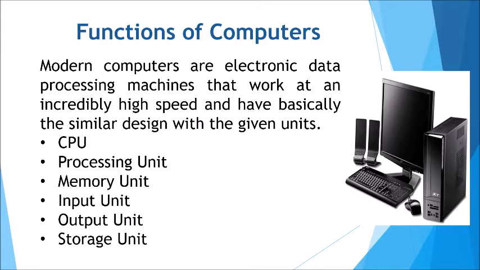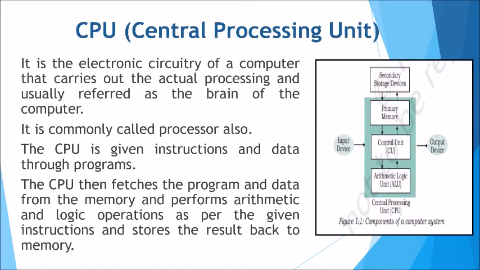Functions of computers. Computers are electronic data processing machines that work at an incredibly high speed and have basically a similar design with the given units. And the units are CPU, the processing unit, memory unit, input unit, output unit, storage unit. So start with the CPU. It is the electronic circuitry of a computer that carries out the actual processing and is usually referred to as the brain of the computer. It is commonly called the processor also.